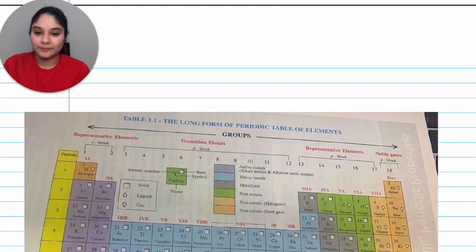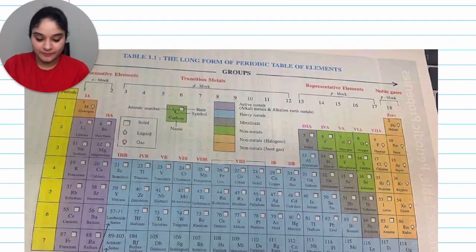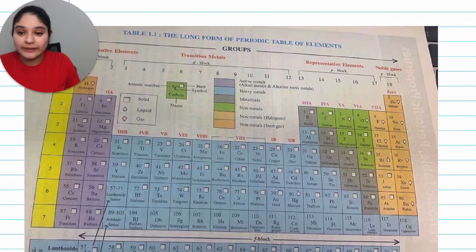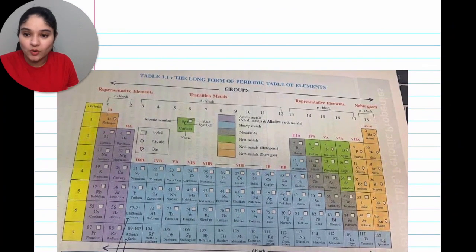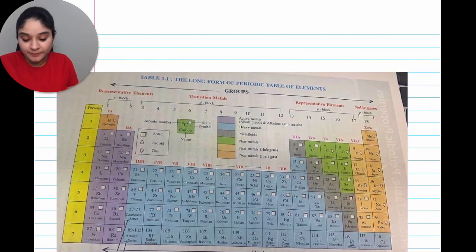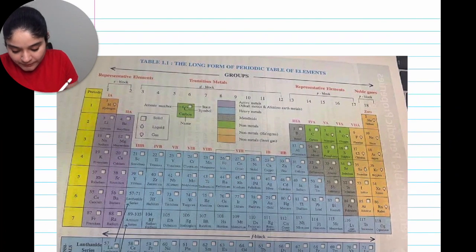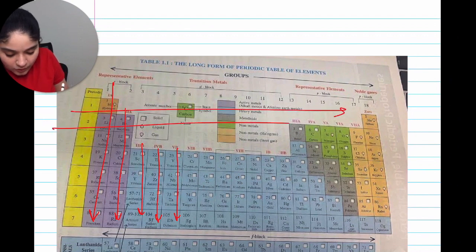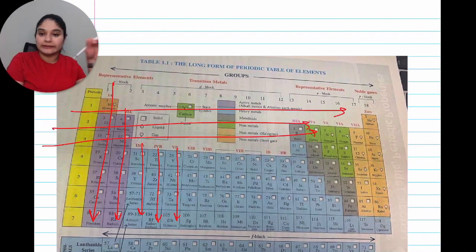Let's look at the modern periodic table and understand what's happening. So the modern periodic table, this is what it looks like. Now the modern periodic table is a combination of your groups and periods. When we talk about groups, this is what your grouping is. Okay, so group 1, 2, 3, 4. These are your groups. Okay, these are your periods. Basic, understood?